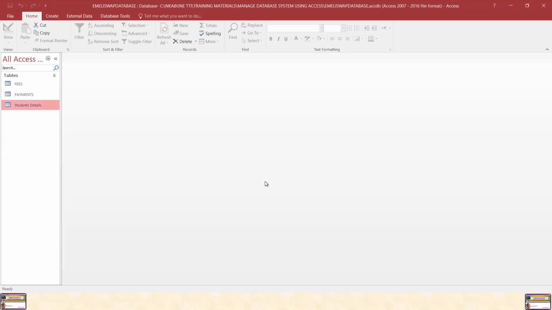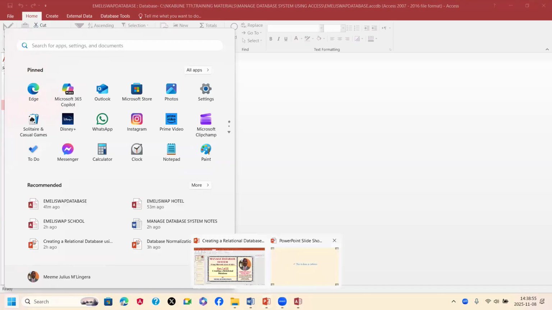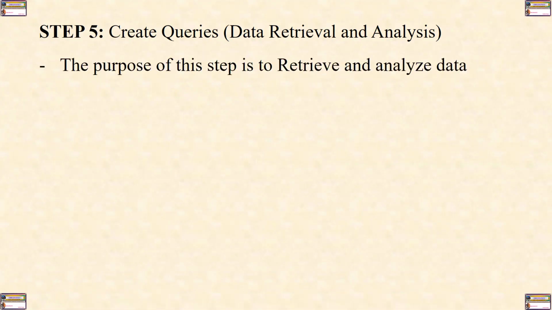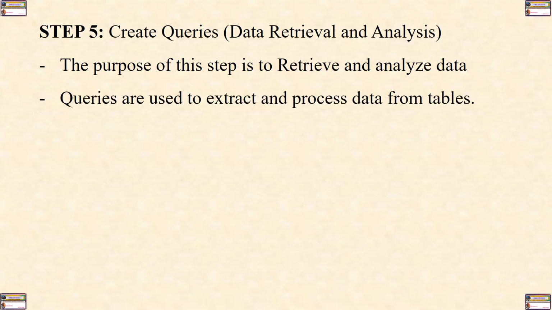So which is the next step in database creation? The next step is step number 5, where you are now able to create queries. Now, what is a query? A query is an object which is used to generate or retrieve data from our database and even do some analysis. The purpose of this step is to retrieve and analyze data. Queries are used to extract and process data from tables.